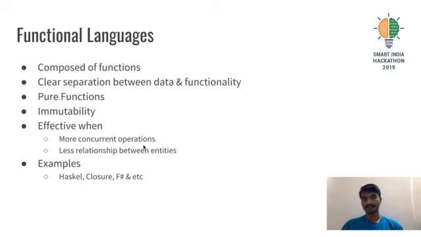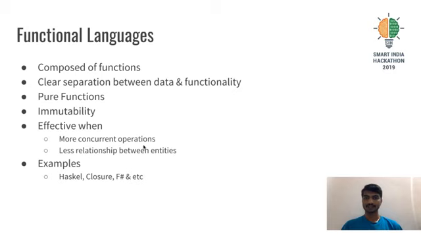It's also an optimal choice when your problem is not dealing much with objects and their relationships, and is more functionality oriented. In those situations, it's better to choose a functional language, because it gives you more flexibility and more opportunity to use your logic effectively and reusably. Examples of functional languages are Haskell, Clojure, F Sharp, and there are many more.